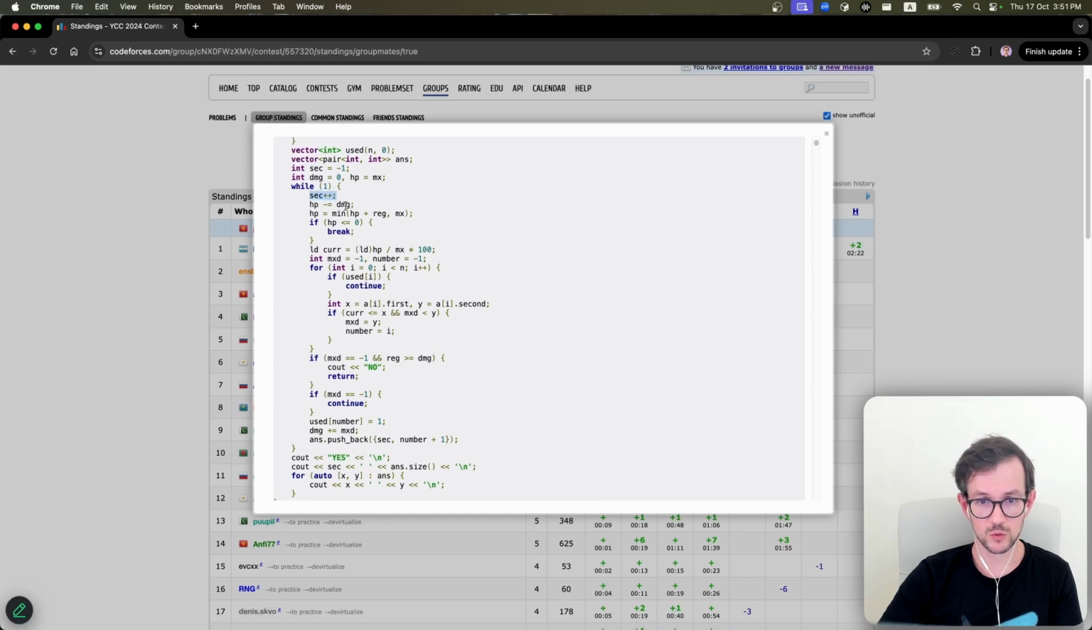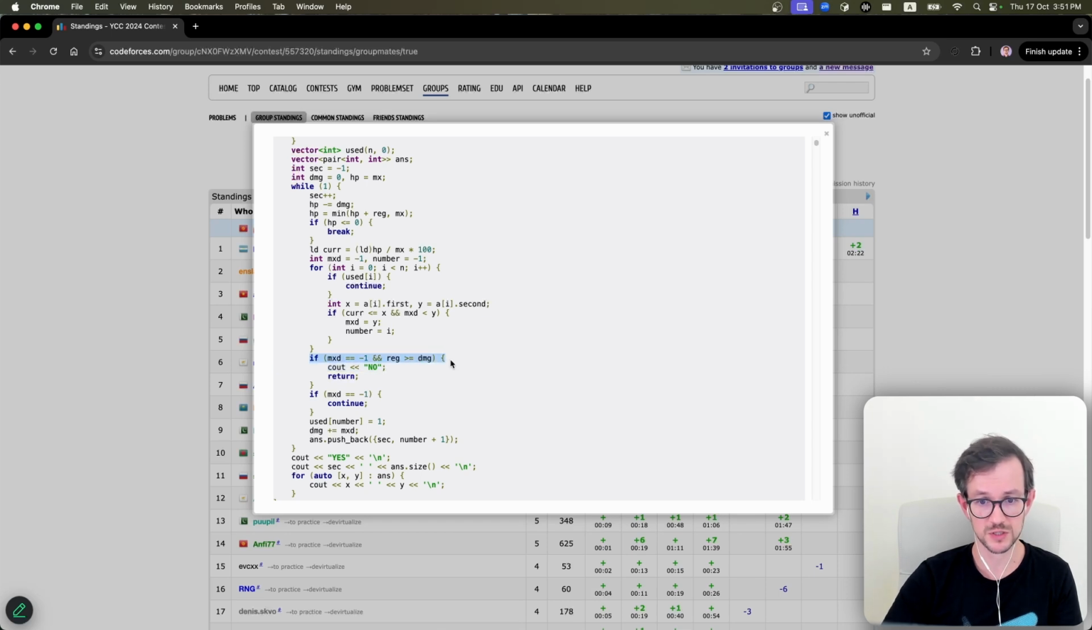So again, you count the seconds, you deal the damage, calculate regeneration. If the monster is dead, you break. Then you calculate the current amount of HP, the current percent of health, and test if the spell is used, continue. If it's not used, check if it is better than what you have. Then in the end you find the best possible spell. Check if it is non-empty.